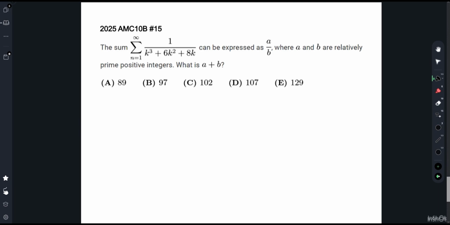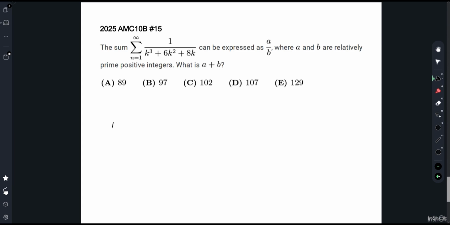And yep, so 25 MC10B, problem 15. So the infinite summation of 1 over k cubed plus 6k squared plus 8k can be expressed as a over b, where a and b are relatively prime positive integers. What is a plus b?